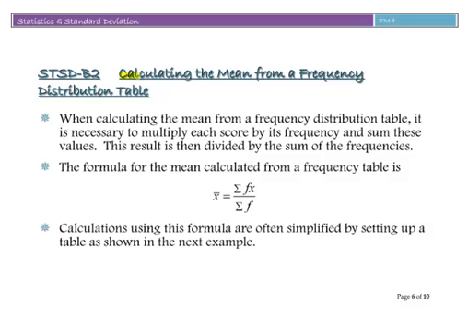Now let's look at calculating the mean from a frequency distribution table. When calculating the mean from a frequency distribution table, it's necessary to multiply each score by its frequency and sum these values. This result is then divided by the sum of frequencies. Now note this module follows on from TM1, Transition Mathematics 1, and we did have a statistics module in TM1, so if you're finding this starting at too high a level, you might want to go back to that. So the formula for the mean for a frequency table is the sum of fx all over the sum of f. Calculations using this formula are often simplified by setting up a table as shown in the next example.